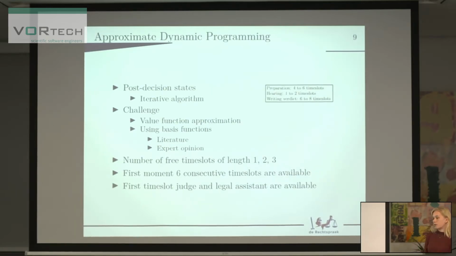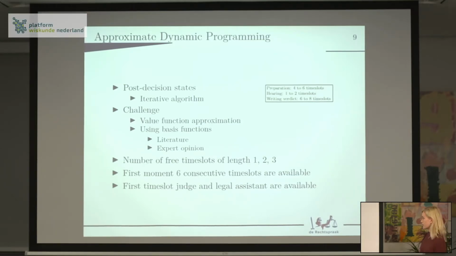But a Markov decision program is really large and hard to solve. Therefore we use the Approximate Dynamic Programming algorithm in order to solve the problem. And we've used the post-decision states, which is an iterative algorithm in order to solve large Markov decision programs. But that brings a challenge as it deals with a value function approximation. So you have to make an approximation of how good or how bad a solution is.